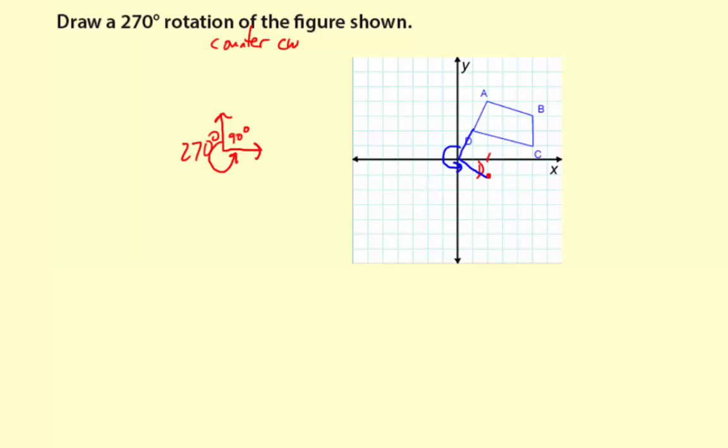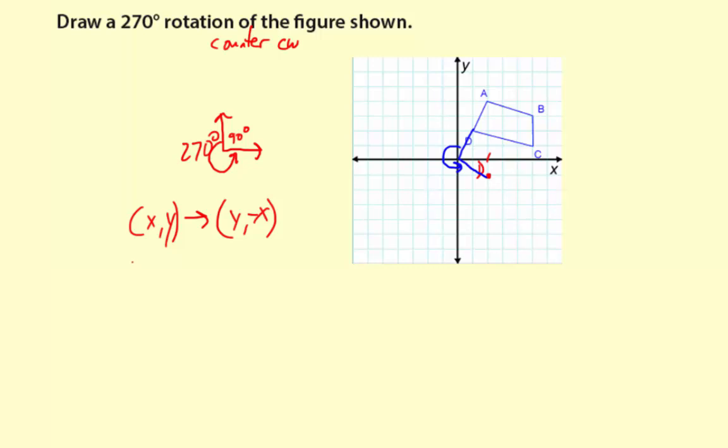And there's also a pattern of coordinates for a 270-degree rotation. It goes like this: x, y maps to y, negative x. What that means is you take the y value of the pre-image and it becomes the x value of the image. And then you take the negative of the x value of the pre-image and that becomes the y value.